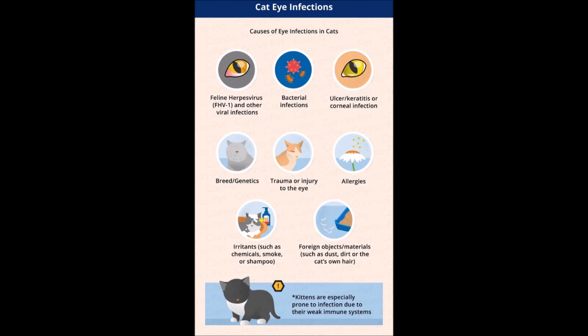Corneal issues, ulcers, keratitis, or trauma. Genetic and breed predisposition, some breeds are more prone to eye problems. Environmental factors, irritants, chemicals, smoke, dust, foreign objects, or allergies. Kittens, higher risk due to weaker immune systems.